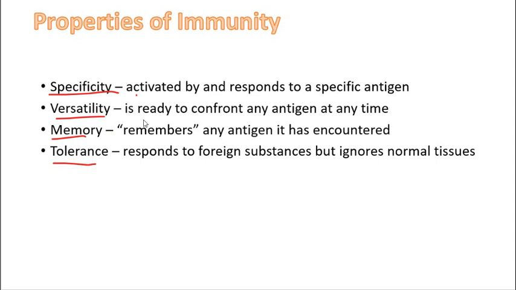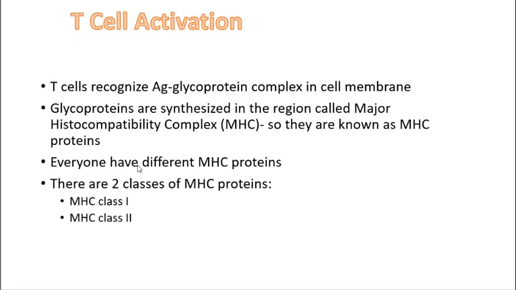Versatility is that it should be ready to confront any antigen at any time. It should remember that antigen, should have some kind of memory. If the same antigen comes a second time, it should be able to recognize and attack it. And tolerance: it should not go crazy and attack your own cells. It should recognize your cells as self.